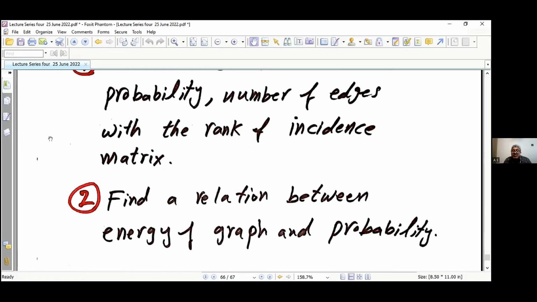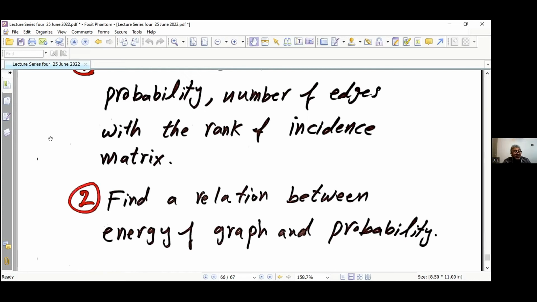In the first step, we can consider the energy of adjacency matrix, right? Now, in the second step, you may consider other kinds of energies. So give a relation between energy of a graph and the probability. What we can say about these two, because energy is just a positive number, and the probability is also a number. So what relation can we give between these two numbers?